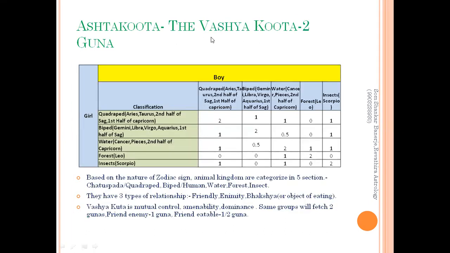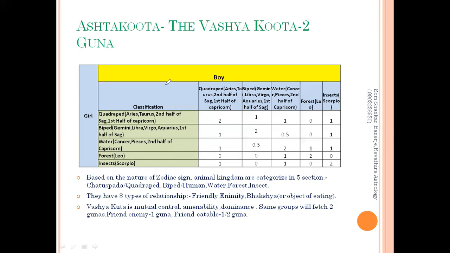The second is Vashyakuta. Vashya basically means how the dominance factor is there between the couple. If in a relationship one particular partner is very dominant and the other partner is very timid, then the relationship will not be a happy relationship. So here the Vashyakuta, we need to check that also. Vashyakuta here is two gunas, 2 points, two weightage.